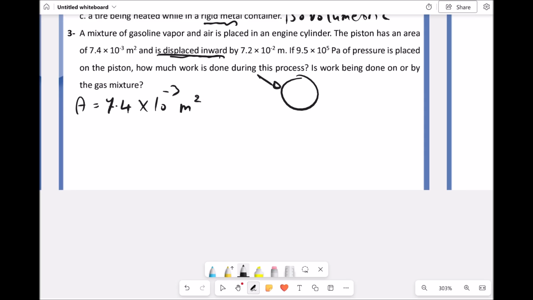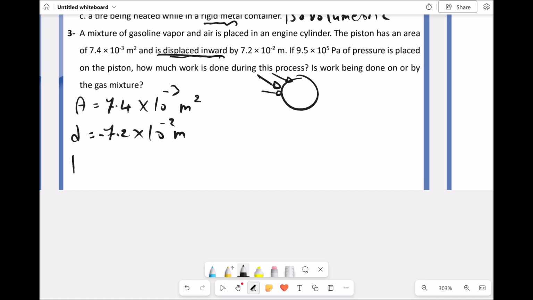Imagine you have, for example, a cylinder like this, or let's say this is an engine cylinder, and this is the direction of the displacement. So it's going inward, meaning that it's compressed. So distance is going to be what? It's minus 7.2 times 10 to the power of minus 2. If you say, why do you put the minus? This is because it is compressed. The displacement is inward, not outward. And remember, we said if it's compression, if the gas is compressed, then we are going to have a negative result. So this is going to be minus 7.2 times 10 to the power minus 2 meter.